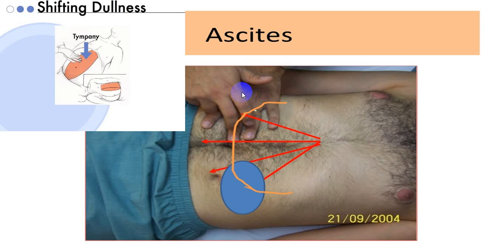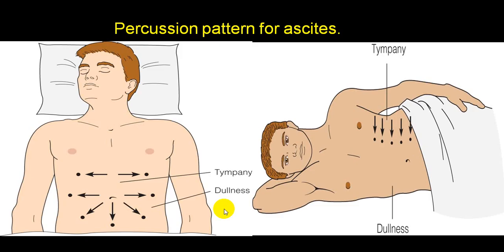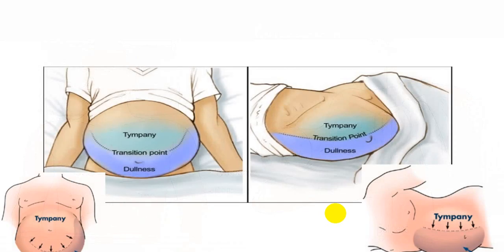Now, if you percuss, say on the right side, in the right lumbar region, you get a dull note. Ask the person to turn on the left side, and all the fluid will come to the dependent area. Now you percuss on the area where there was a dull note. Because the coil will float on top of the fluid, it will give rise to a tympanic note. This is called shifting dullness. And while doing percussion, if you put your palm on the opposite side, you can get a fluid thrill.